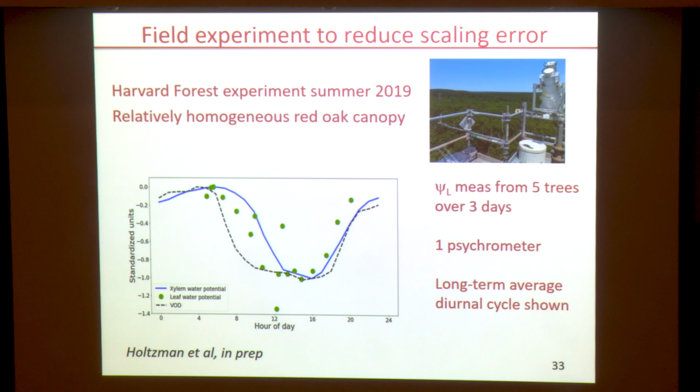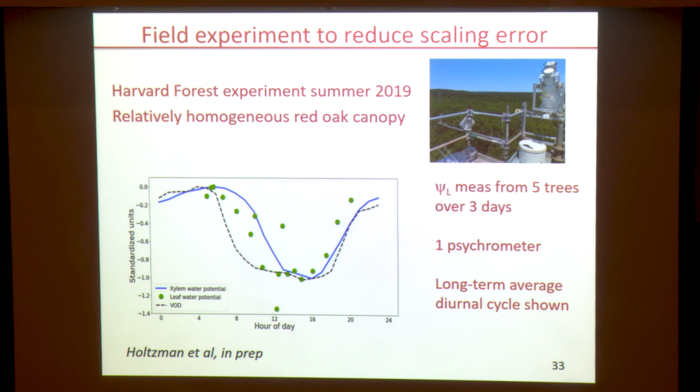We have, in collaboration with the folks from SMAP, we had a field campaign out this summer, so finally moving away from some of these scaling issues when we look at things from space. At Harvard Forest, we had a radiometer looking out over about 20 by 20 meters of relatively homogeneous red oaks. And then we did 3 days of 90-minute interval pressure chamber measurements. Those are pretty long days. But we got some nice psychrometer data, and as a first order, if you look at the average diurnal cycle, it matches up pretty well.